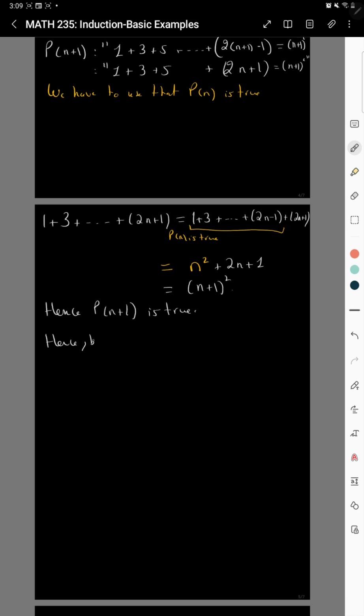Hence, Pn is true for all n. It's 1 plus 3 plus 5 plus up to 2n minus 1 is equal to n squared for all natural numbers, by the induction principle.